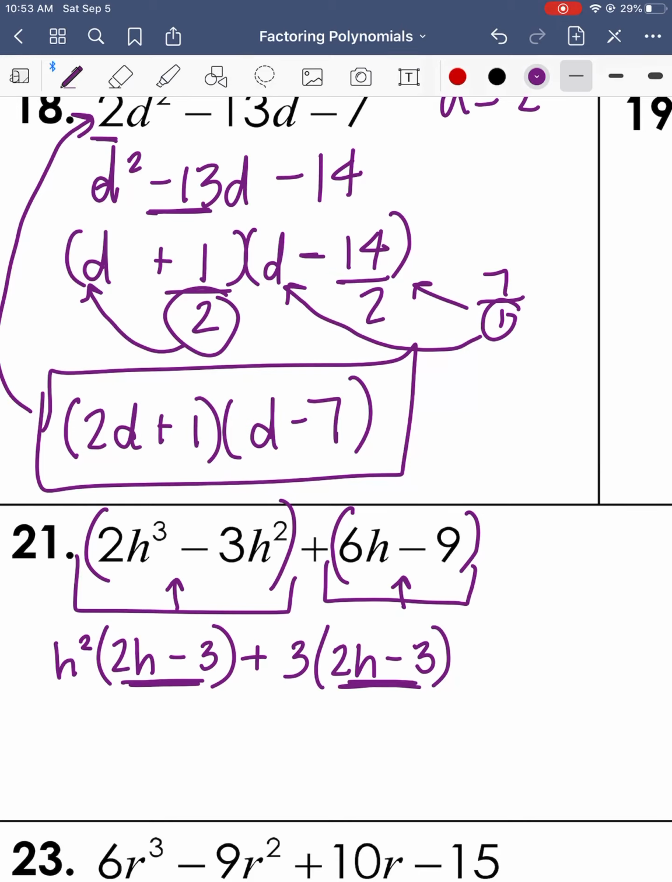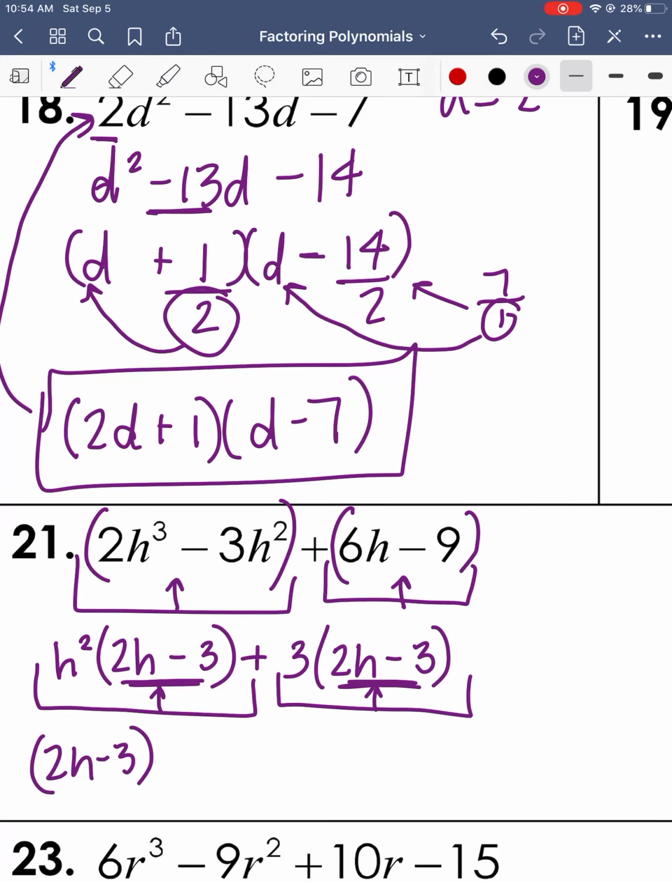2 factors that are the same. Now we're only down to 2 terms. This is 1 term since it's all being multiplied, and then you're adding a second term. Since we have this same factor in both of these terms, we can actually factor that out. And this is where it gets a little bit messy. You might have to keep track of what you're doing, but we're going to be factoring out this 2h minus 3 term.